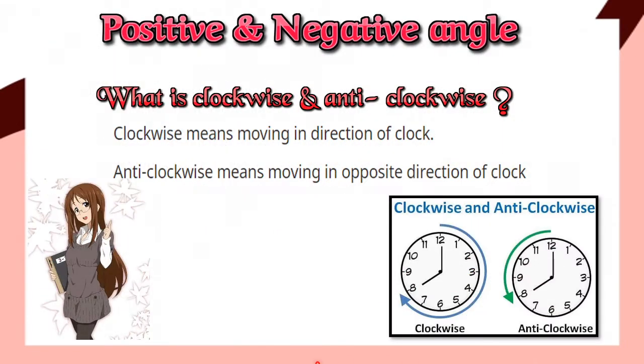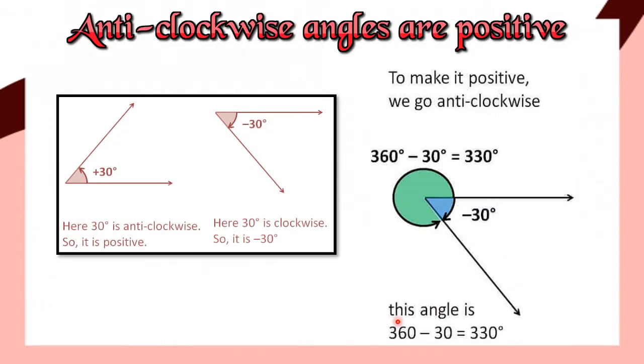So first of all, let's understand what is positive and negative angle. Students, I hope you all must have seen a clock at your home, right? So what is clockwise and anti-clockwise? Clockwise means moving in the direction of the clock and anti-clockwise means moving in the opposite direction of the clock. So when we measure the angle in clockwise direction, it means it is negative, and whenever we measure the angle in anti-clockwise direction, it is always positive.